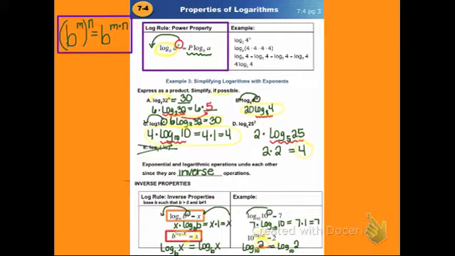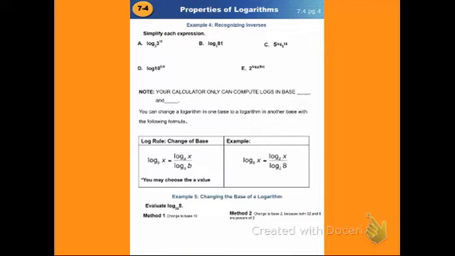All right, let's go ahead and turn the page. So let's take a look at a few examples of recognizing inverses. So example A wants me to simplify the expression, and it's log base 3 of 3 to the 11th. Okay, so what that means is that I want to know what power I have to raise 3 to get 3 to the 11th. Well, hopefully that's pretty clear that that has to be 11.